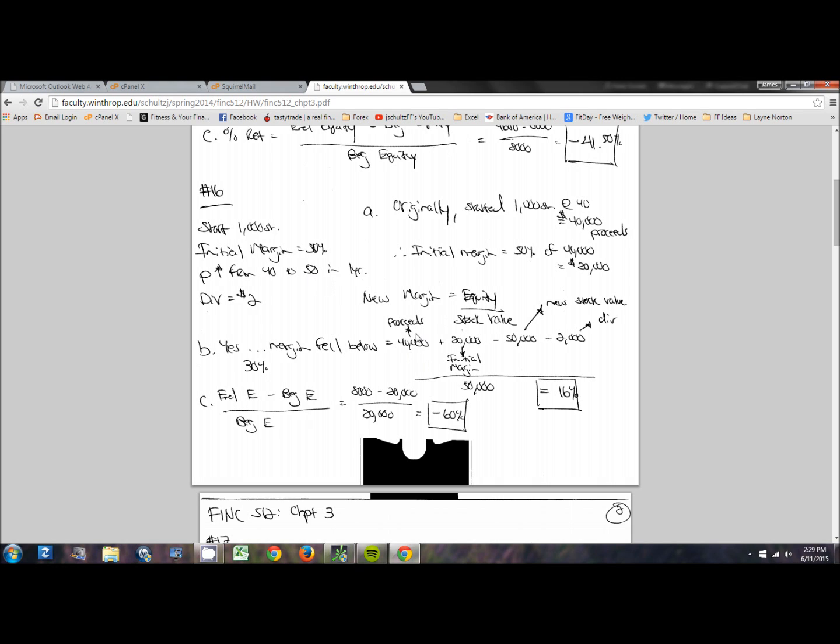Okay? Now, it's all going to be right down here. So let's work through each piece of this. But remember, this is the critical part. The whole thing comes back to the simple relationship that your margin at any given time is always equal to your equity divided by the stock's value.